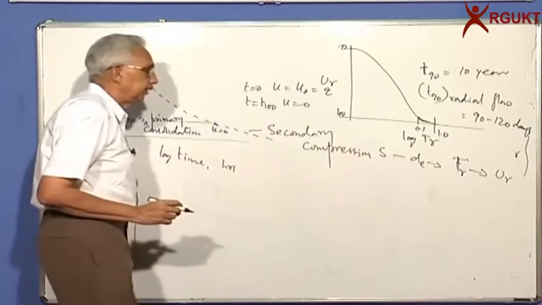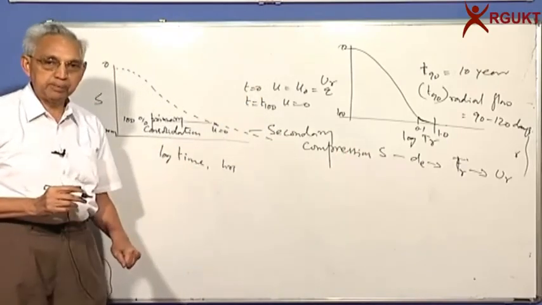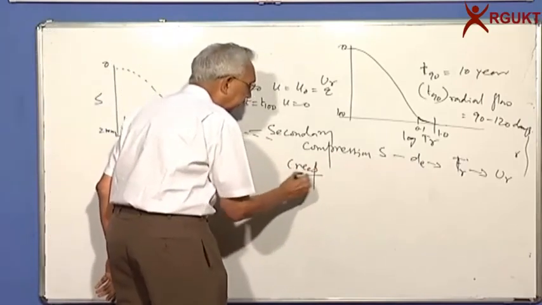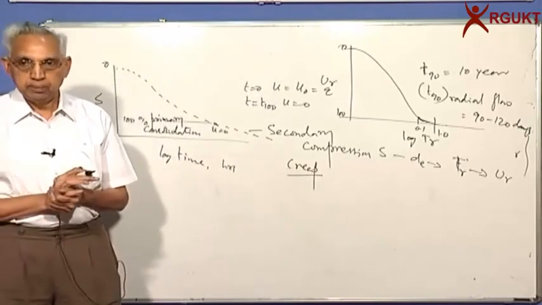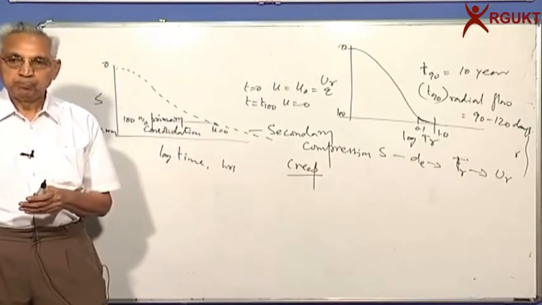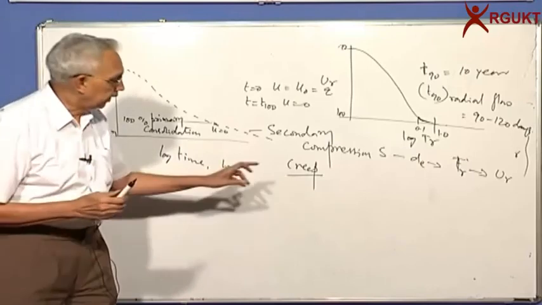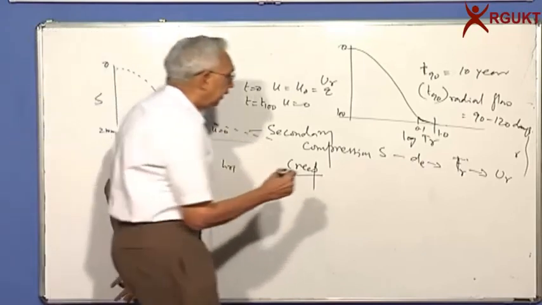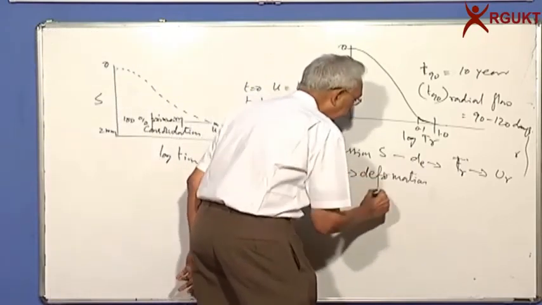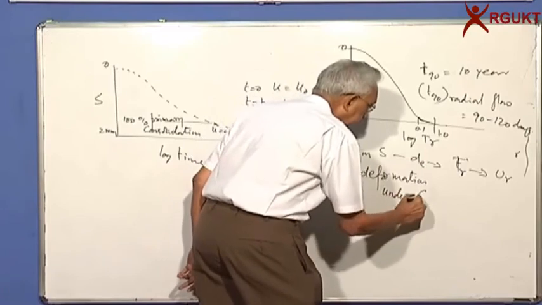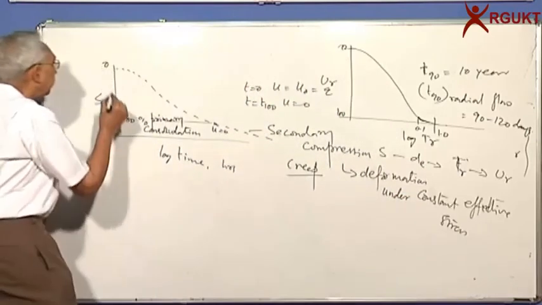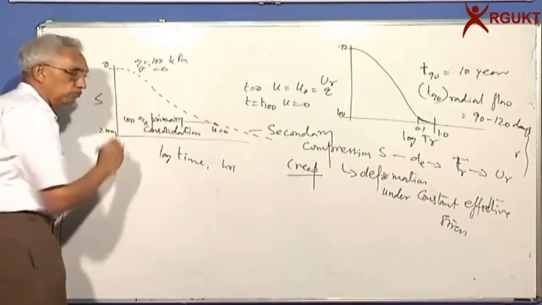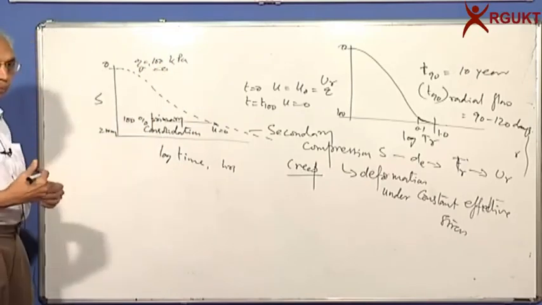In geotechnical engineering, soil mechanics, we call it secondary compression. In engineering mechanics or other materials, we call it creep. Most materials creep, that means they continue to deform under constant load. So creep is deformation under constant load. Here secondary compression is deformation under constant effective stress. So you have applied, let us say Q is equal to 100 kPa, sigma prime is 0 because all the load has gone to the pore pressure.